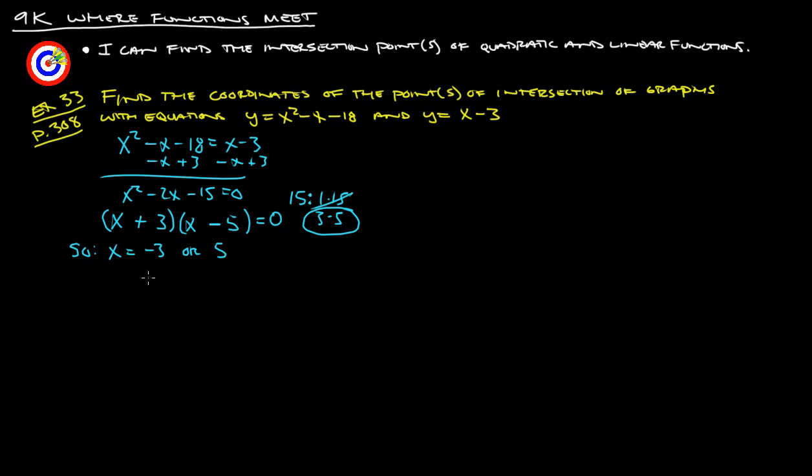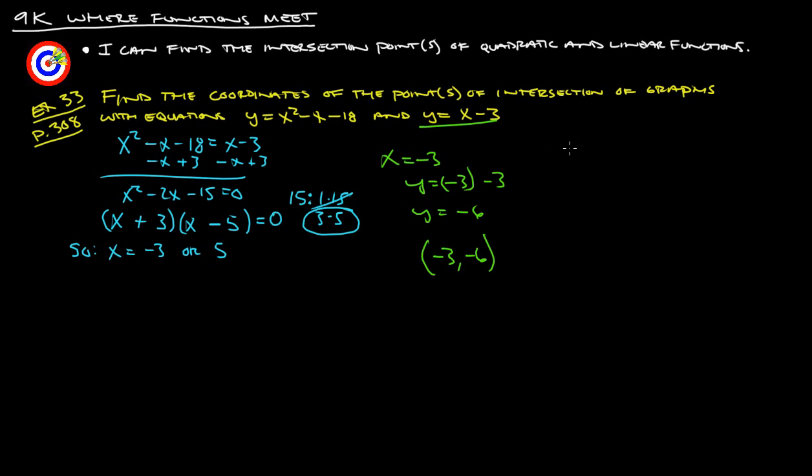So let's go through and figure out the y coordinates. These are the two x coordinates, and since we have the x's, we can plug them into either one of these two equations to figure out what the y is. I like this one a lot better than this one. It'll just be a little bit easier, so let's do that. If x equals negative 3, we would say y equals negative 3 minus 3. So the y coordinate would be negative 6. So one intersection point is going to be negative 3, negative 6.